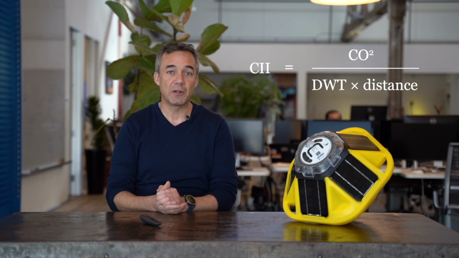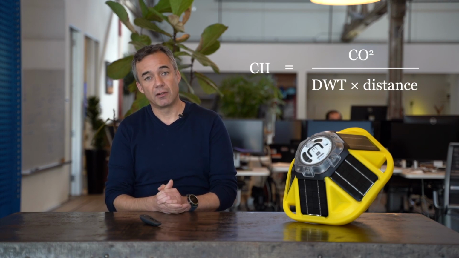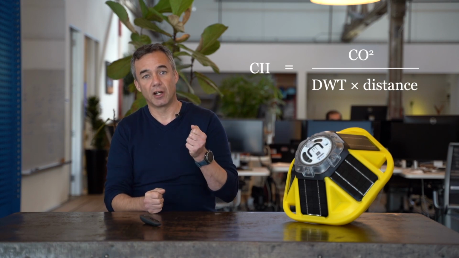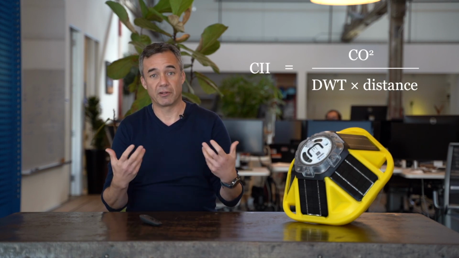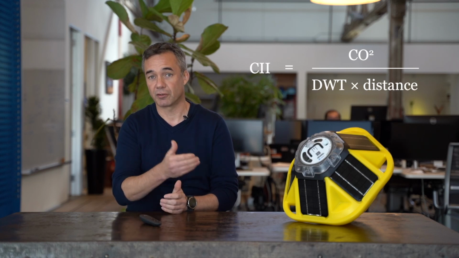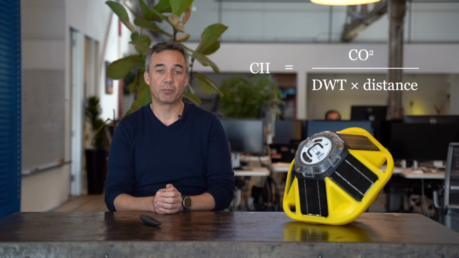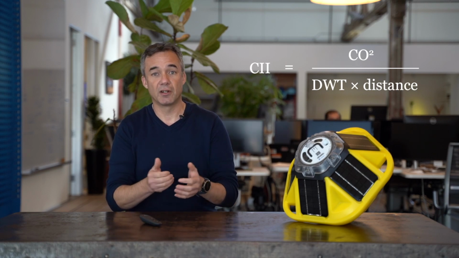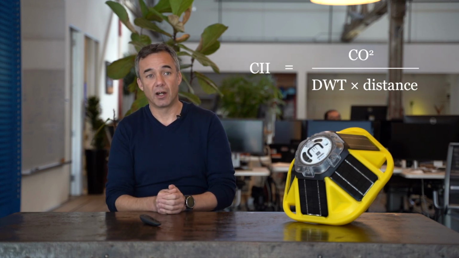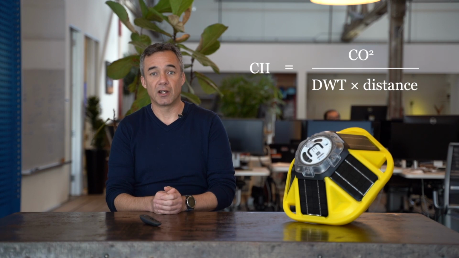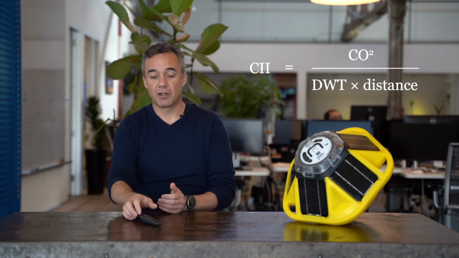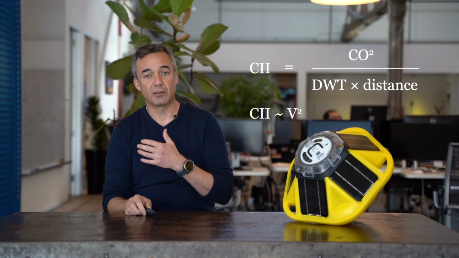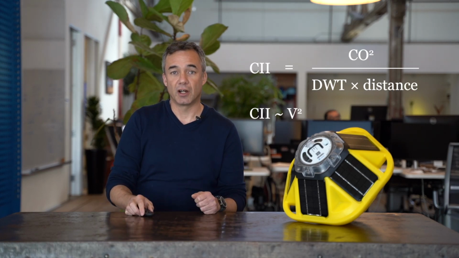So speed matters. And if you look at the equation, you can actually see how much speed matters, because CO2 emissions is basically your fuel consumption, which scales as the speed cubed, and distance is the amount of time spent at sea multiplied by speed, so that is v. And if you say v cubed over v, that means that the CII metric scales as v squared.